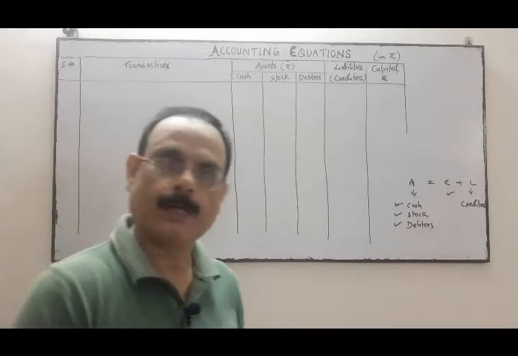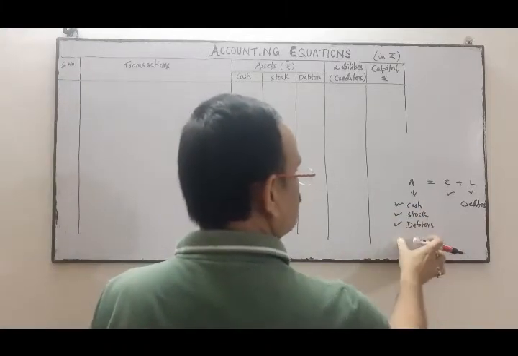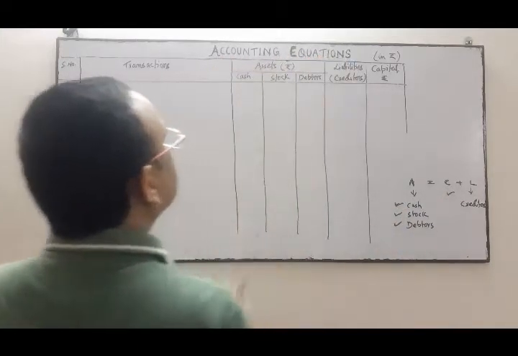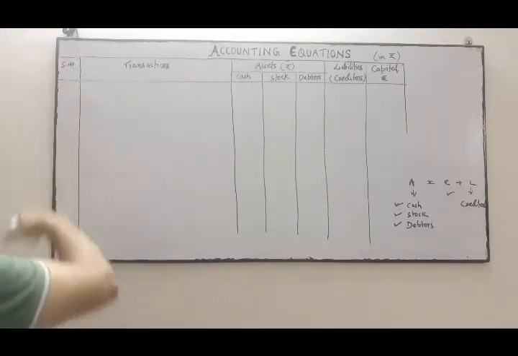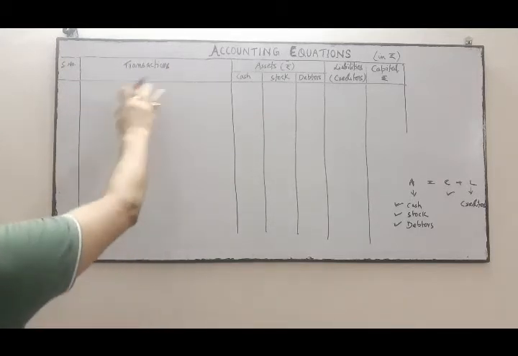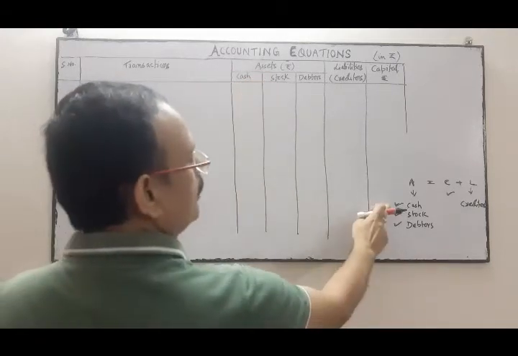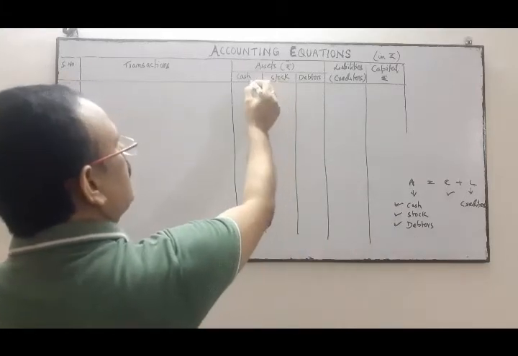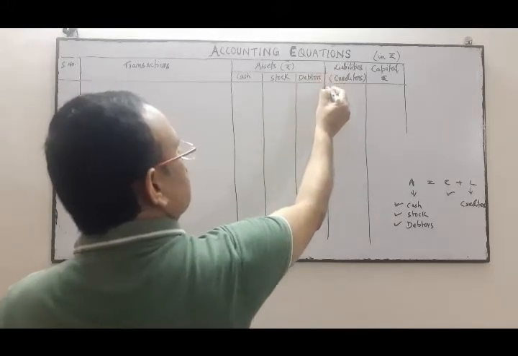Now see one by one. These are the accounts which we are going to operate in this equation. So the heading is accounting equation. Start with the serial number of the transaction. This space is for transactions, we will write the transactions over here. Now in assets, three accounts are affected: cash, stock, and debtors. So assets is classified into cash, stock, and debtors.